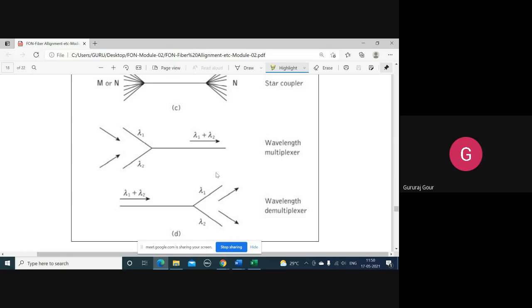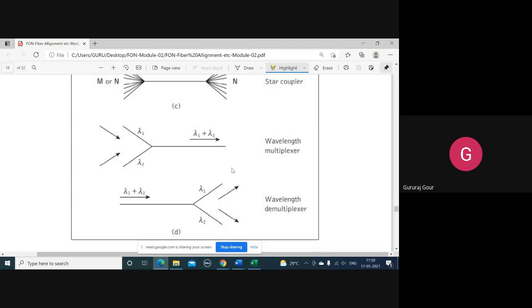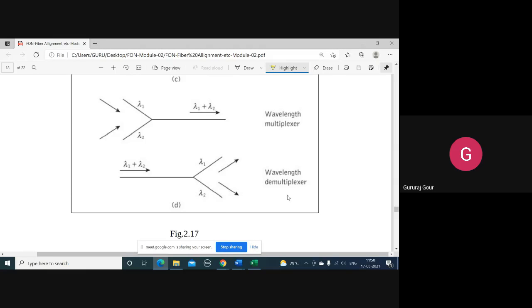A normal multiplexer will interleave the signals and send them as one signal, whereas a wavelength multiplexer will add the two wavelengths. Suppose the signals are coming like this, they appear as if they are combining. Combining means it will simply add the two wavelengths. A wavelength demultiplexer means it will split.